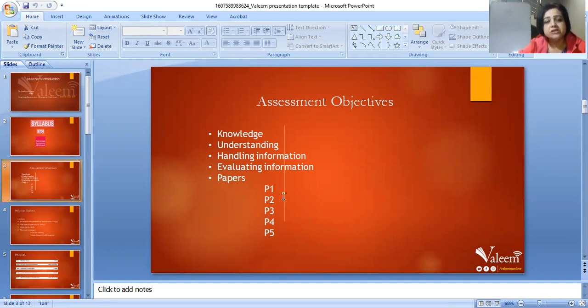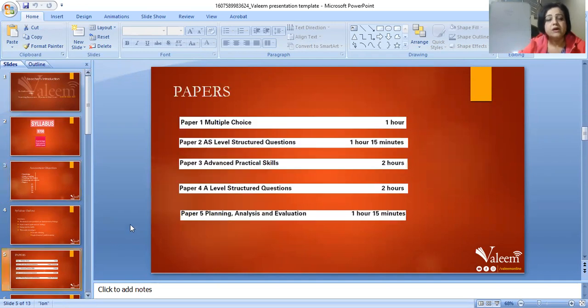Now, as I'm discussing papers, because this is the only assessment criteria of CAIE, they assess you in papers. So let's discuss these papers very, very briefly. Now, P1 is a multiple choice paper. It is for 1 hour and it has 40 MCQs. Then P2 is a structured question paper and it has 1 hour and 15 minutes.